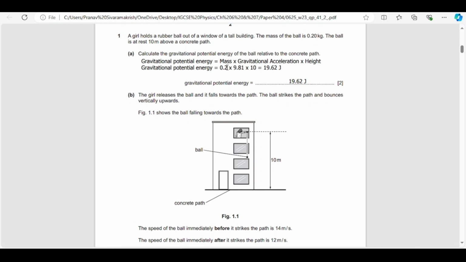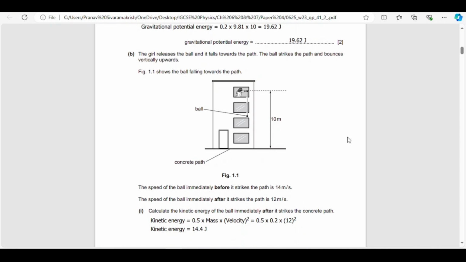So you'll have mass multiplied by gravitational acceleration or field strength multiplied by height. So you have a mass of 0.2, you have a gravitational acceleration of 9.81, and then you have a height of 10, which gives us a value of around 19.62 joules. So that is the amount of gravitational potential energy that the rubber ball has.